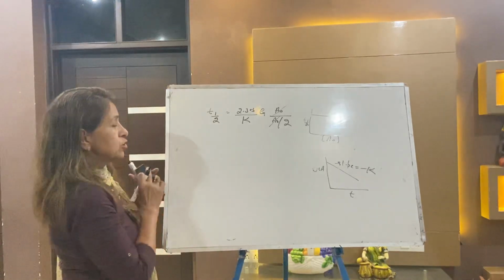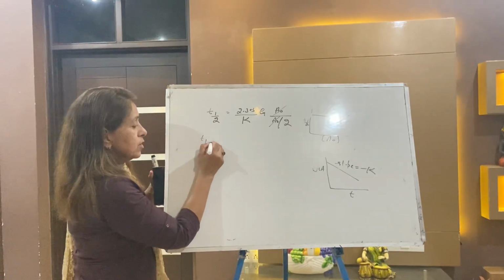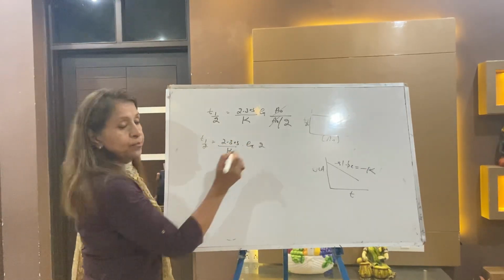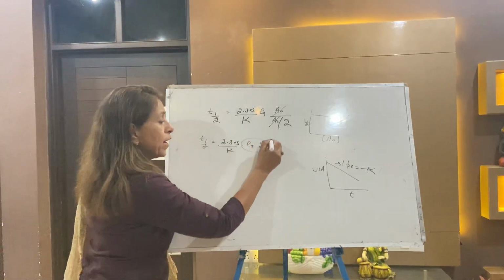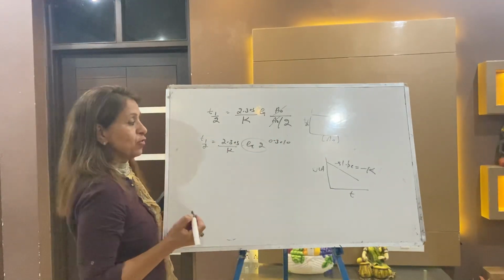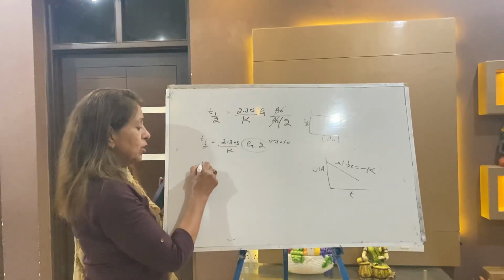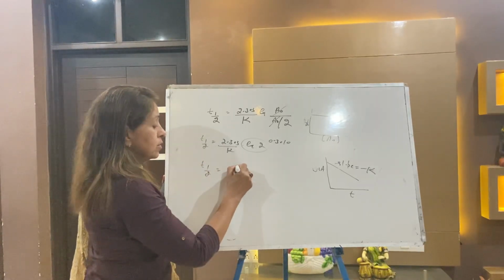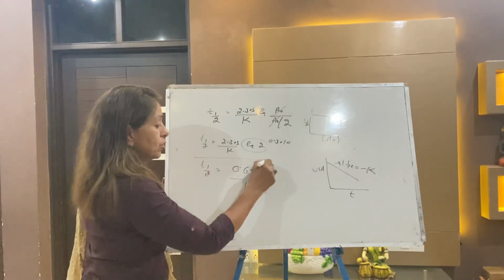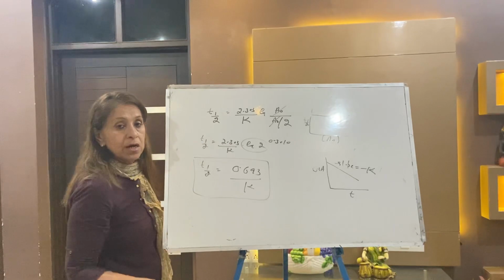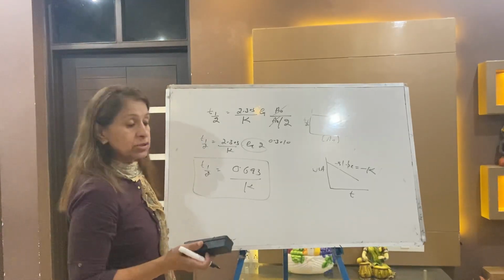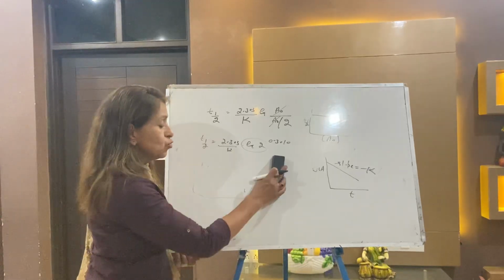Now carrying the derivation further, half-life is equal to 2.303 by k into log 2. Log 2 is 0.3010. When you multiply 0.3010 and 2.303, the answer is 0.693 by k. Round it off, because there will be numericals on half-life. So this is the way. There are so many questions settled in these two derivations.